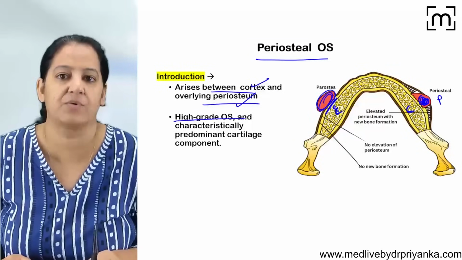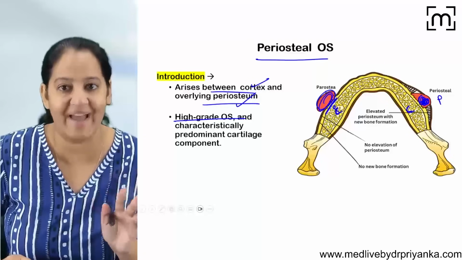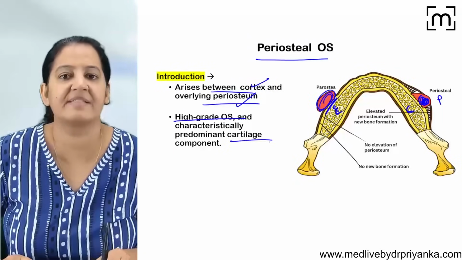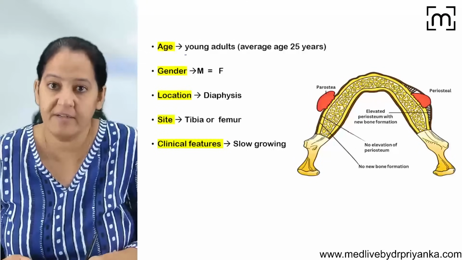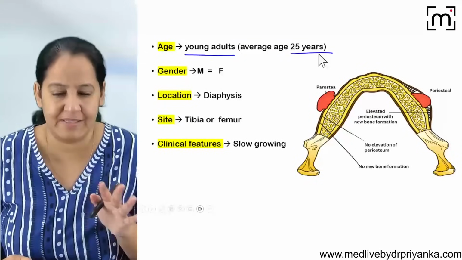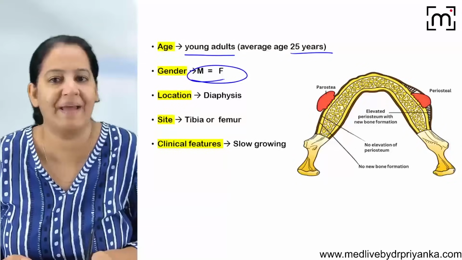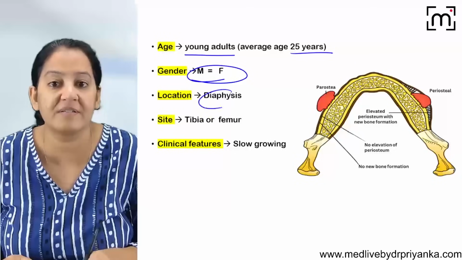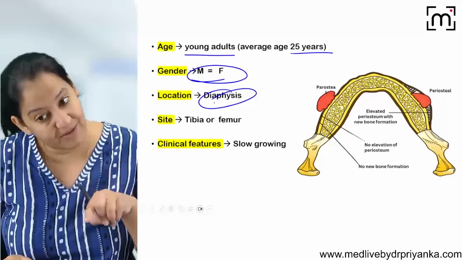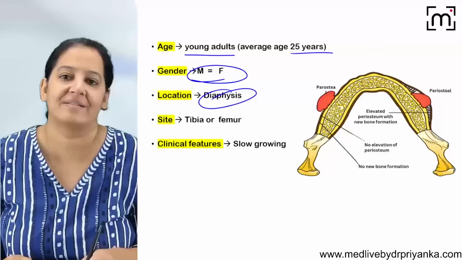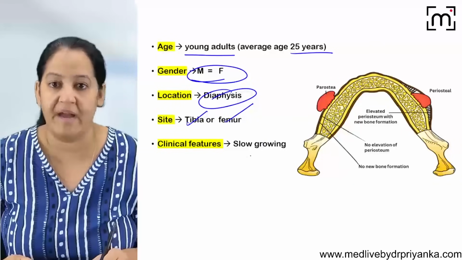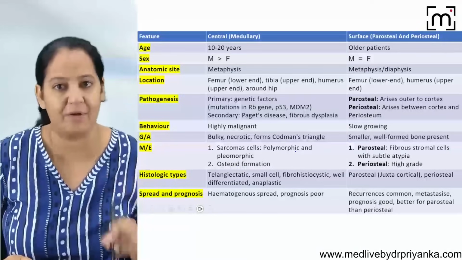It's a high-grade osteosarcoma. It is not slow growing, it's high-grade. And predominantly it contains cartilage. It occurs in young age, nearly 25 years. It is also the same in male and female. There is no gender predilection, but it occurs in the diaphysis. The parosteal was occurring in the metaphysis. This one occurs in the diaphysis. The site is the same, tibia or femur, and it is also slow growing as compared to the central one.